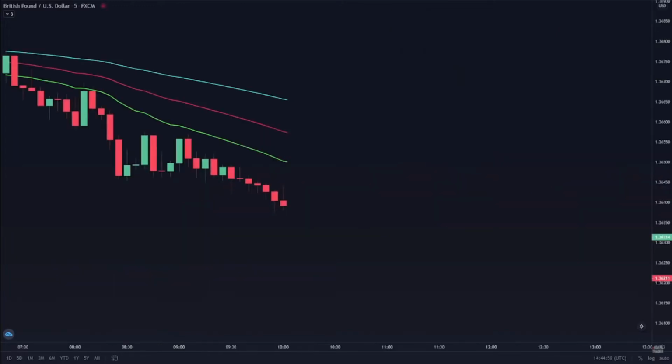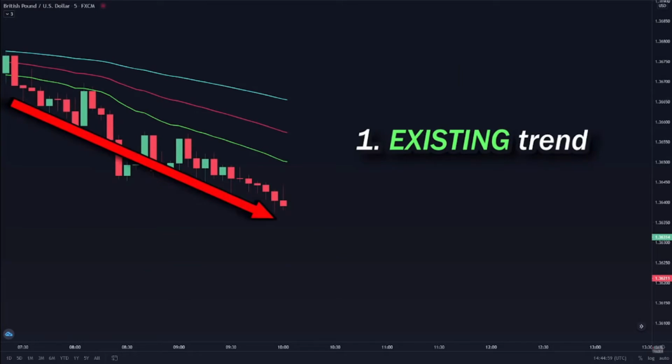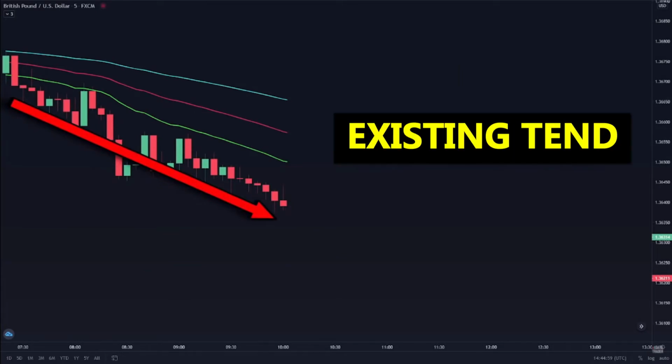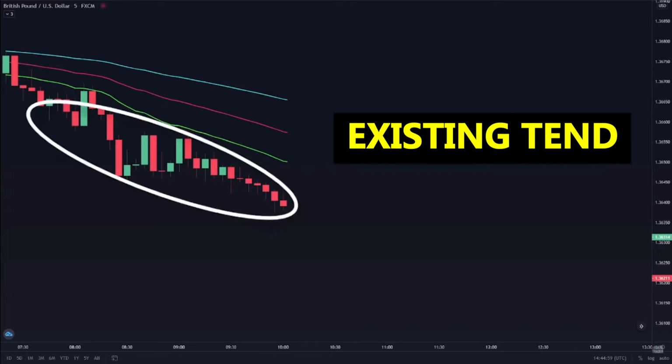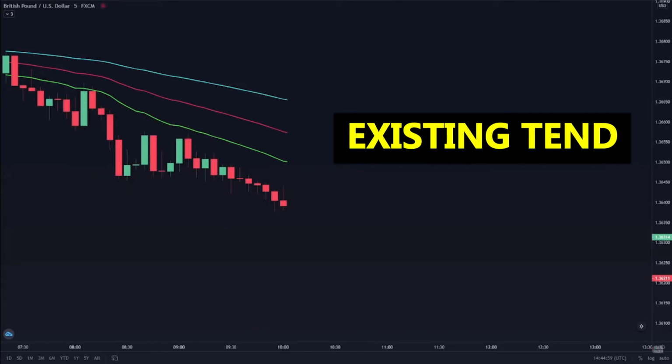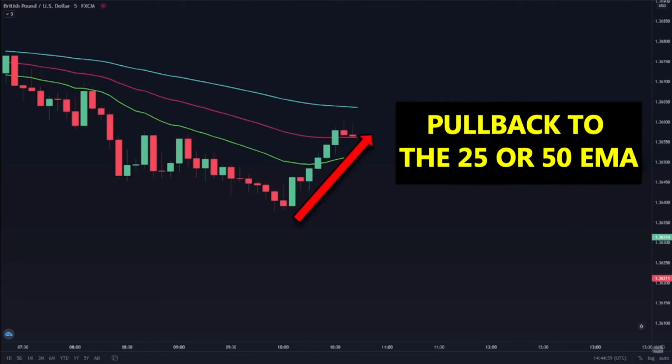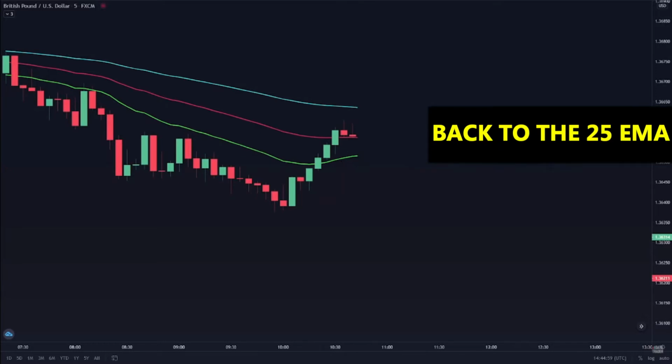Let's look at another example. In this chart we can identify an existing downtrend as shown by all three EMA heading downwards, while all the candles are below the EMA. Next, we are waiting for a pullback towards the 25 or 50 EMA, and remember the pullback must not overlap the 100 EMA. So once the pullback happens, we wait for the price to go back to the 25 EMA again, and when it does, you take a sell position here.